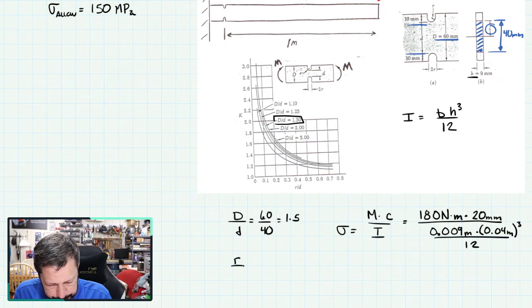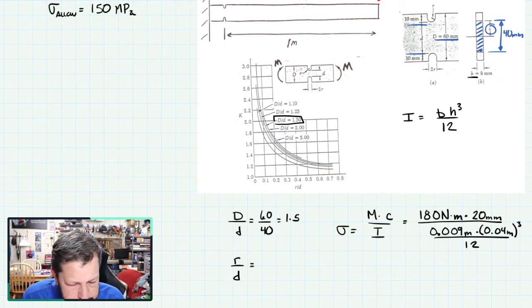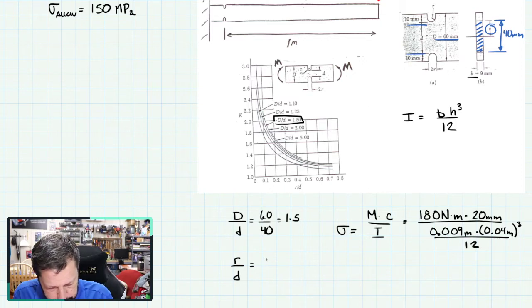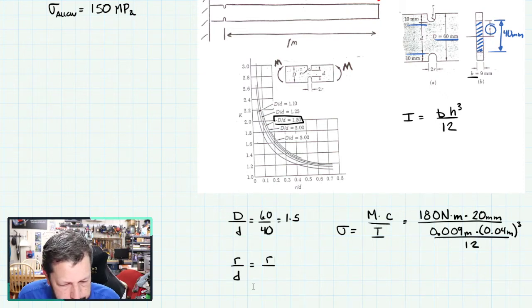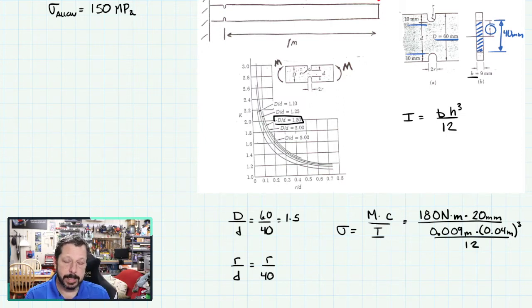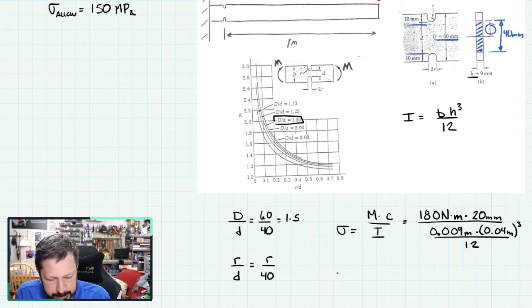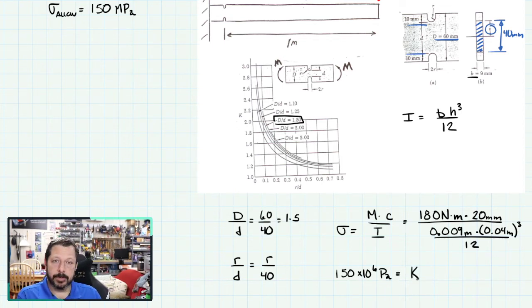R over d. R for us is, we don't actually know that, do we? So R over d, well, the lowercase d is 40 millimeters. So we can't go any further that direction because we need to know R. What we're going to have to do is back out the stress concentration factor and then use our stress concentration chart in reverse. So let's go back to our equation that we were writing. Sigma allowable is 150 times 10 to the 6 pascals times some stress concentration multiplier K.